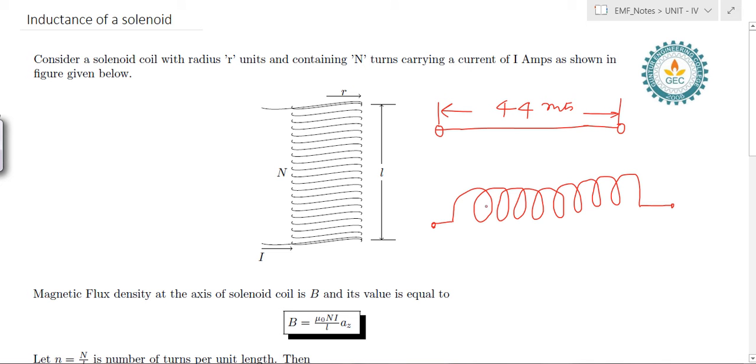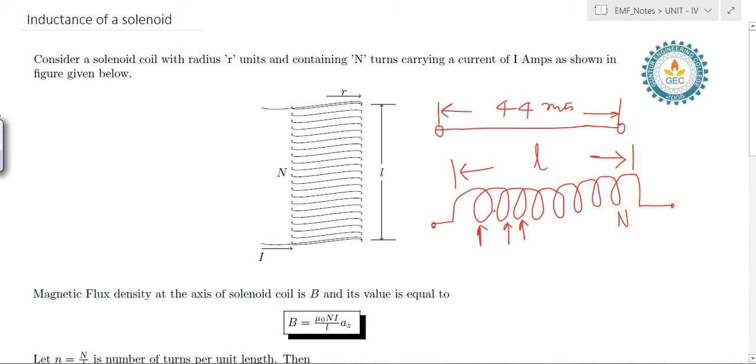Here this is turn number 1, turn number 2, turn number 3, and so on. It will be having N number of turns. If you arrange all these turns one over the other, then we will get some length. Let L be the length of the solenoid. Then it is not the length of the conductor, it is the length of the solenoid. Please understand.